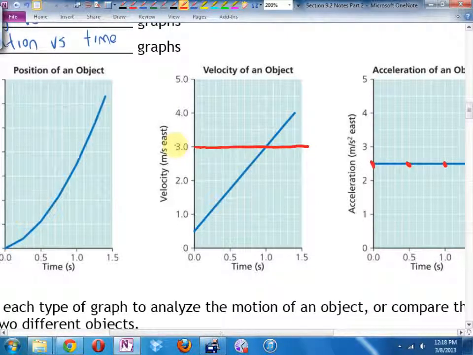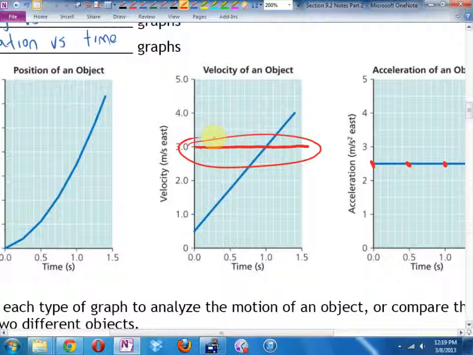Because now your height is velocity. How high are you at time 0? 3. How high are you at time 0.5? 3. How high are you after 1 second? 3. By the way, what's the slope of a horizontal line? What's the rise over run? If you have a constant velocity, what's your acceleration? Someone said it. 0. Right? If you're constant velocity, you're not accelerating.